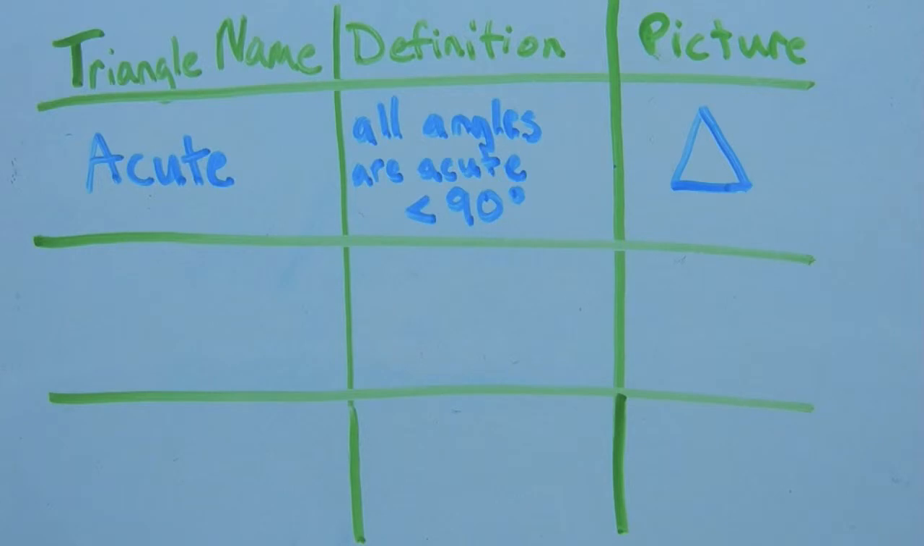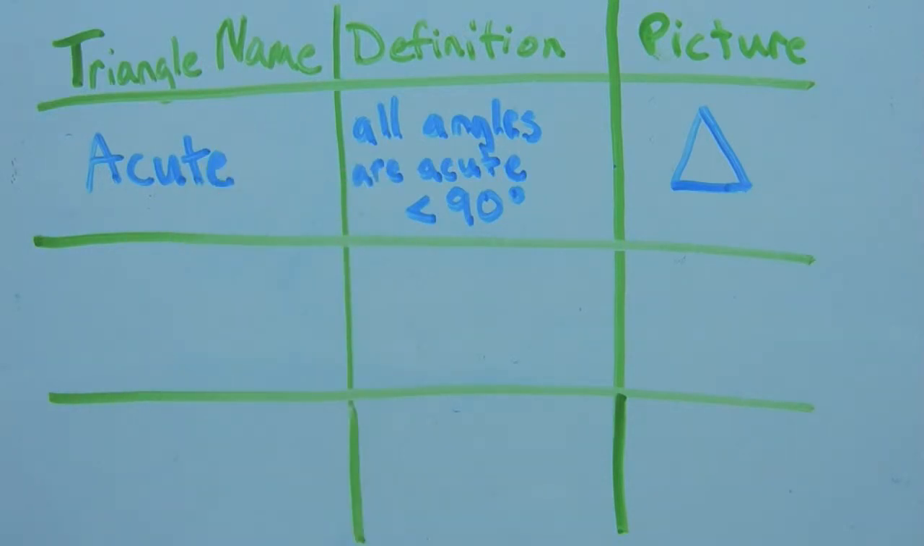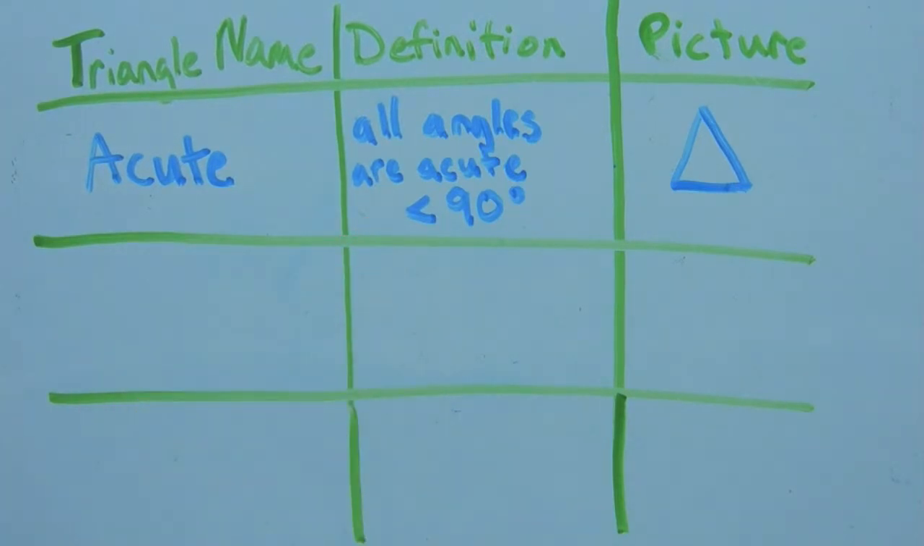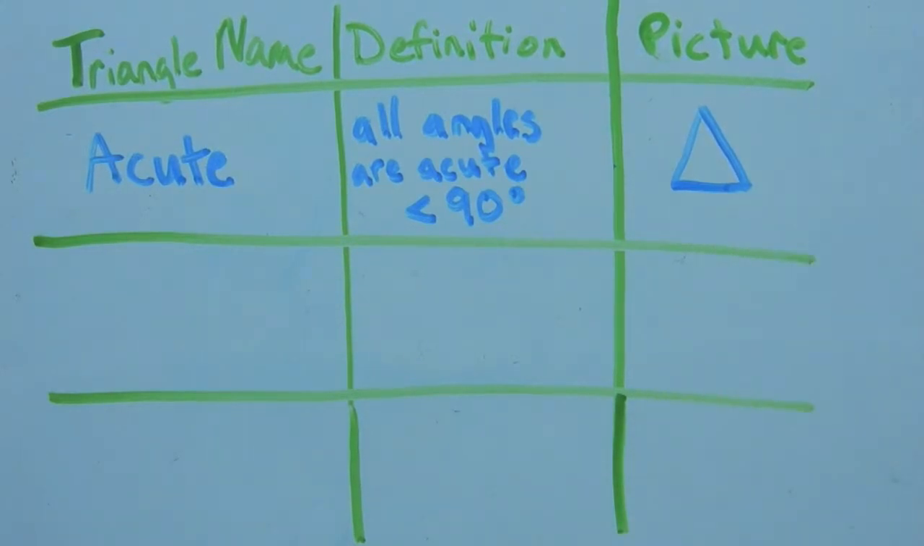First, we have an acute triangle, and an acute triangle is where all angles are acute. Remember, acute means that the angles are less than 90 degrees. So all three angles on this triangle that I've drawn are less than 90 degrees. A way to find out if an angle is acute is just to measure on your protractor.